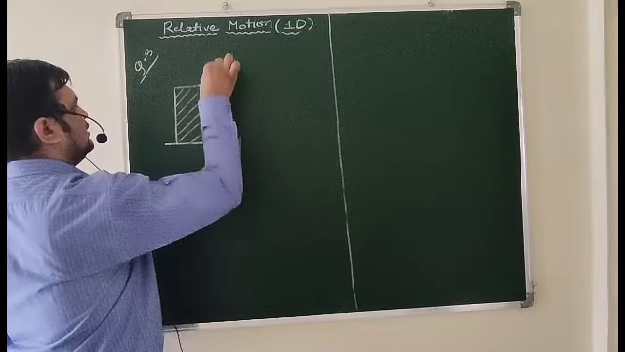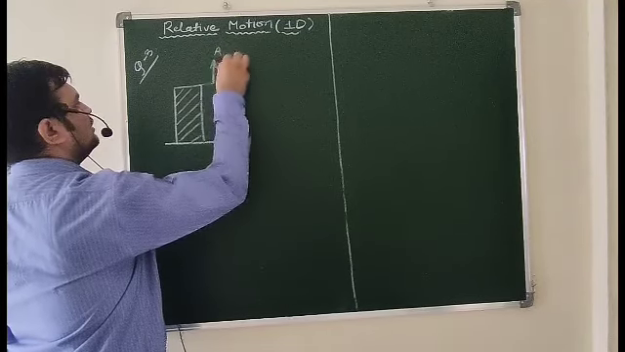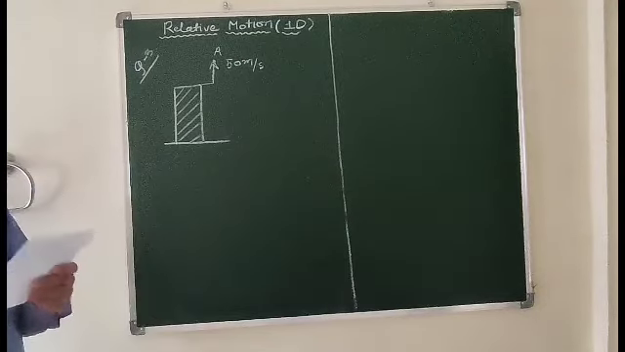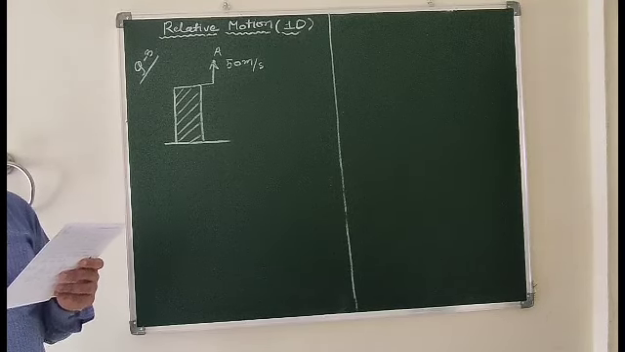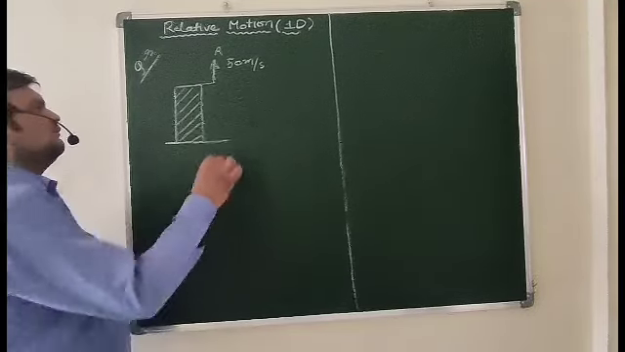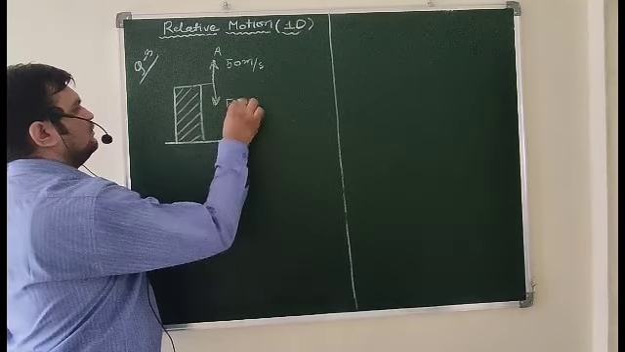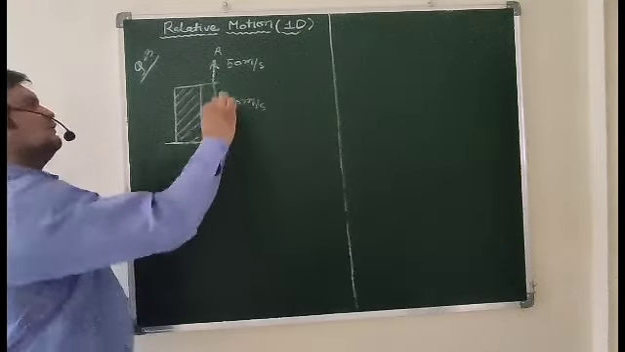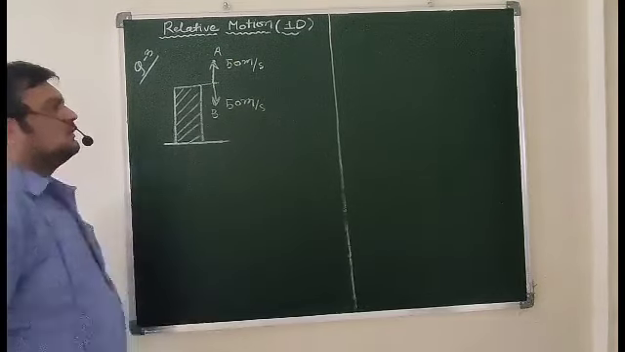Stone A is thrown upward with 50 meter per second. Now simultaneously stone B is thrown down from the same location with a velocity of 50 meter per second. So stone A is thrown upward and stone B is thrown downward.